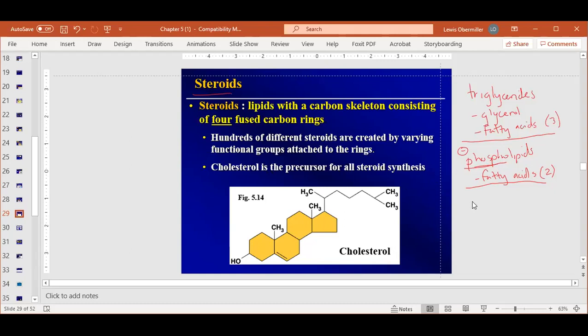And then the third group we have is the steroids. And the steroids are lipids with a carbon skeleton that have 4 carbon rings. And you can see this here. So this is cholesterol. I know you guys have heard that cholesterol is terrible for you and all that stuff. But what you're really talking about is HDL and LDL. And LDL stands for low density lipoprotein. So the name tells you what it is.